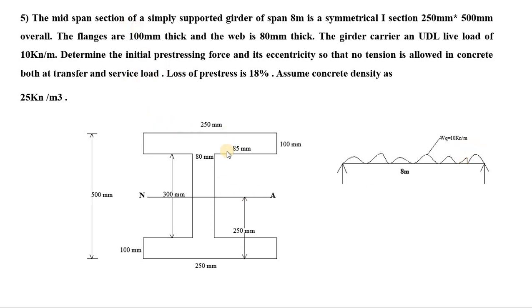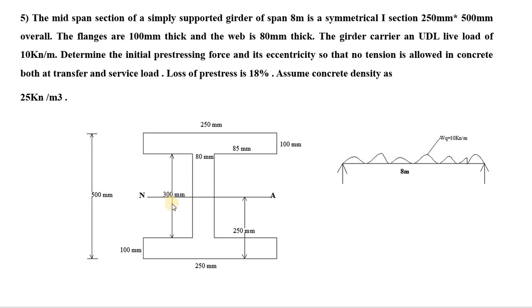Get back to this I section. The I section dimension is 250 mm by 500 mm overall. That means the width of the flange is 250 mm, as this is a symmetrical section. Here this is a flange, this is one more flange. On both the flanges the width will be the same, that is 250 mm. The thickness of the flange is 100 mm and the thickness of the web is 80 mm.